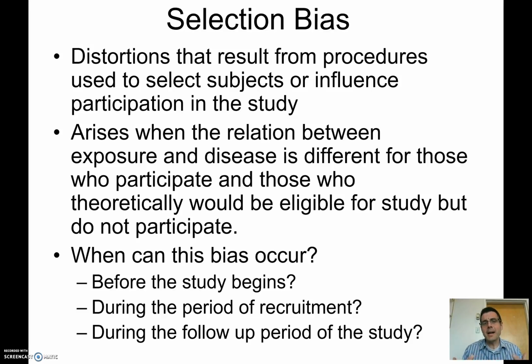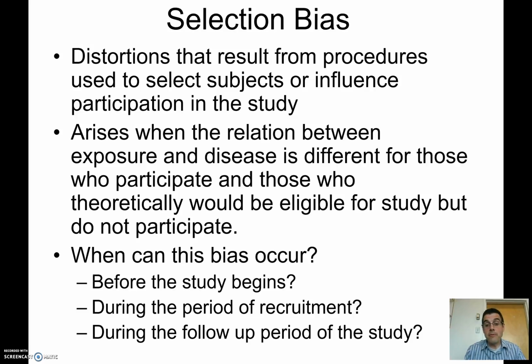So the idea behind selection bias is that you want to have a very representative component of the population. But when it comes down to who is going to be involved in the study, you may have an aspect of selection bias where it will distort the findings or the outcomes as a result. So the question comes up: when can this bias occur?